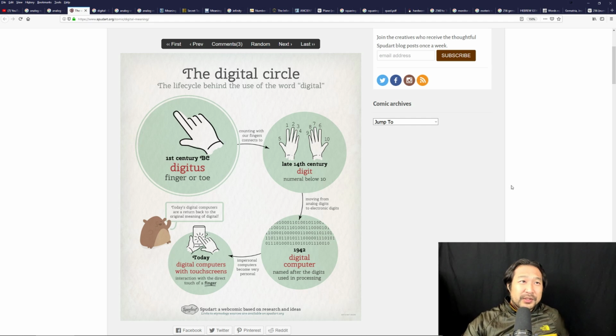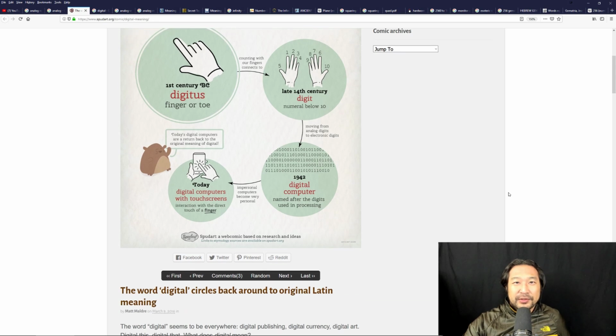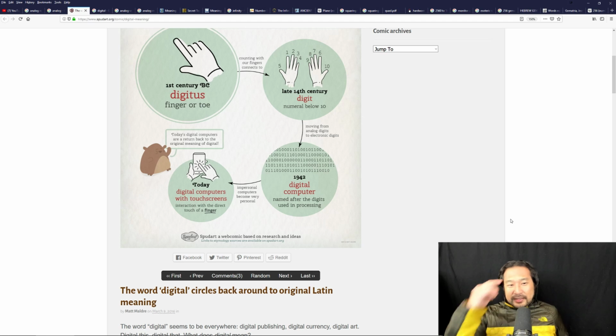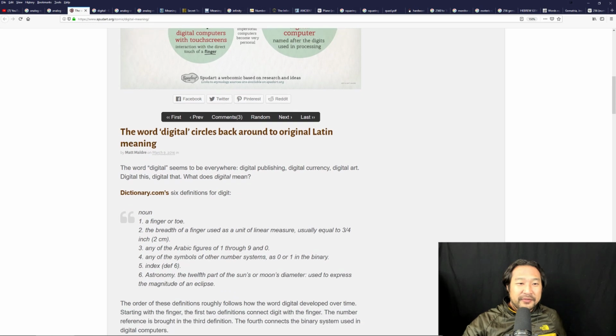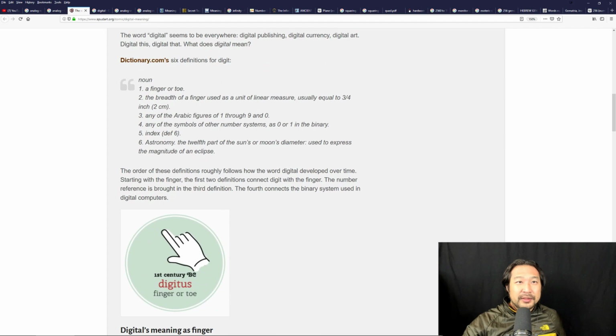Which is curious, because you would think that in the digital realm we would base everything off of 10 instead of 8. So that's something to think about. And of course, in the late 14th century, a digit is a numeral below 10. So today, digital computers, touchscreens. Anyways, it's hard to find. I find a lot of stuff behind the meaning, but basically the word digital circles back around to the original Latin meaning. So there's that.